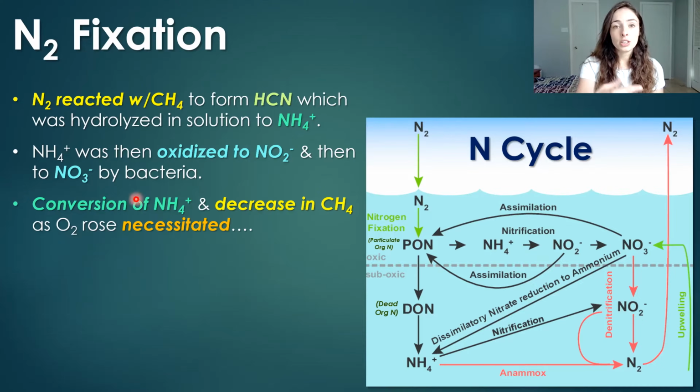And this conversion of ammonium, or loss of ammonium, because it's becoming converted, and the decrease in methane due to methanotrophy evolution necessitated nitrogen fixation, or the ability of organisms to fix nitrogen directly from the atmosphere as molecular nitrogen, N2, into bioavailable organic nitrogen so that organisms could use it, because ammonium, which was being converted into things organisms could use, was decreasing.